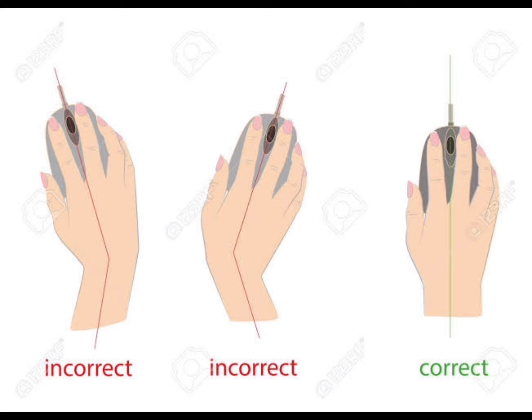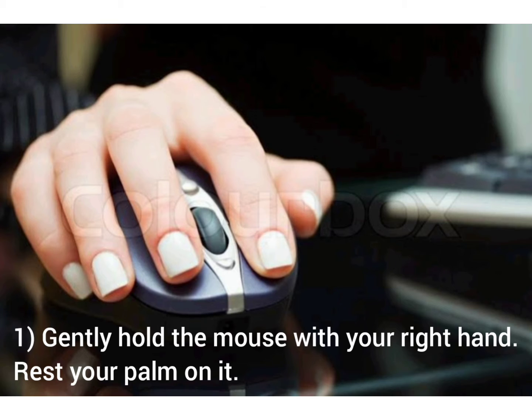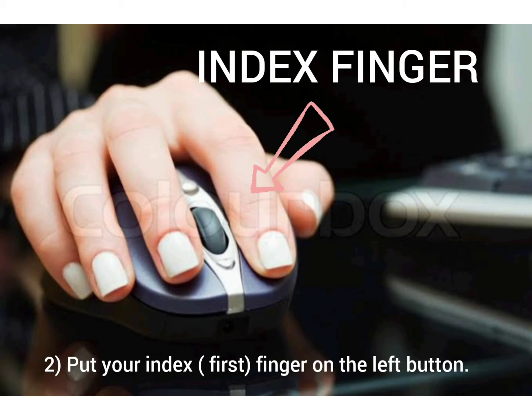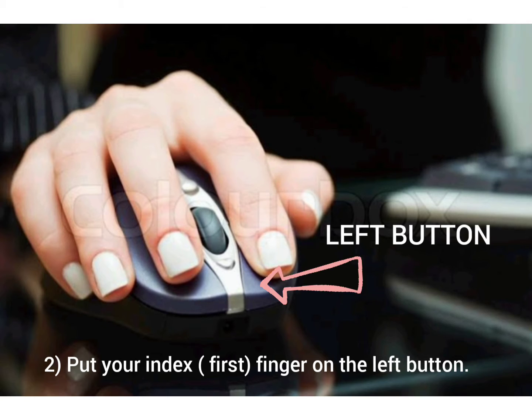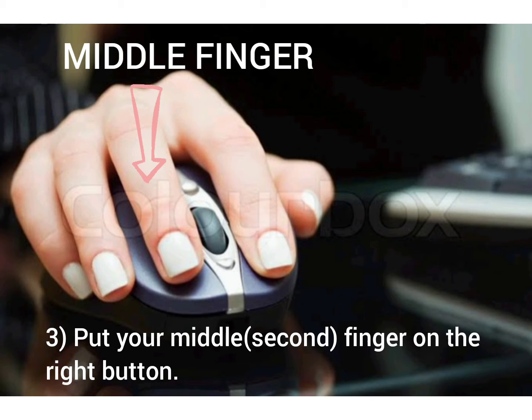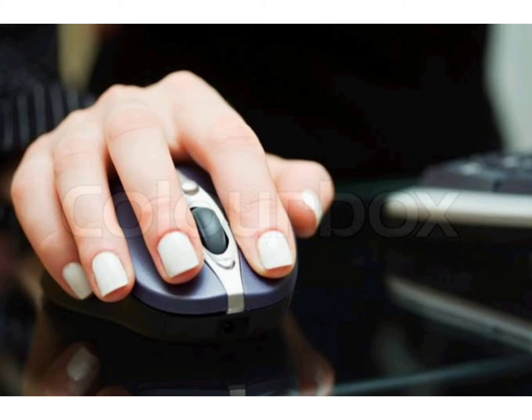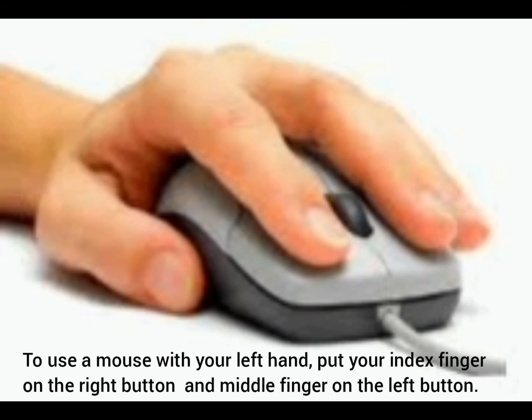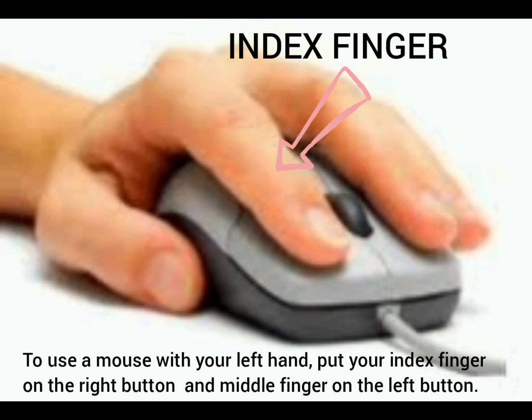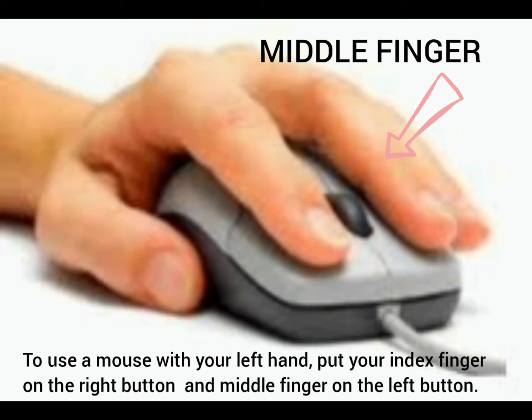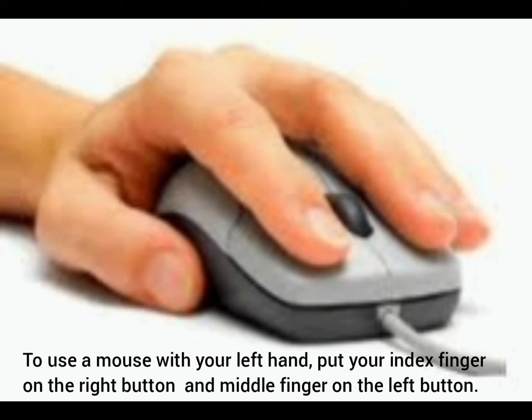So now we will see what is the correct way to hold a mouse. So students, look at the picture of how to hold a mouse correctly. Firstly, we should gently hold the mouse with our right hand and rest our palm on it. Then put your index, that is first finger, on the left button, and your middle finger, that is second finger, on the right button. This is the correct way to hold a mouse. If you have to hold a mouse with your left hand, first put your index finger on the right button and middle finger on the left button as shown in the picture.